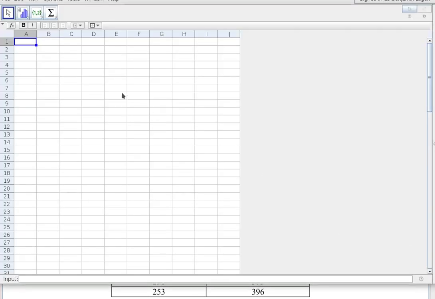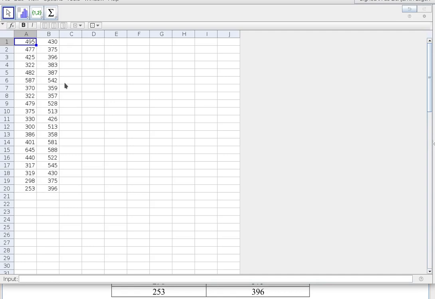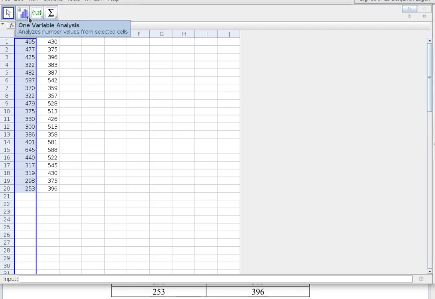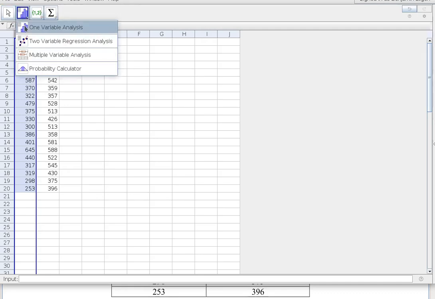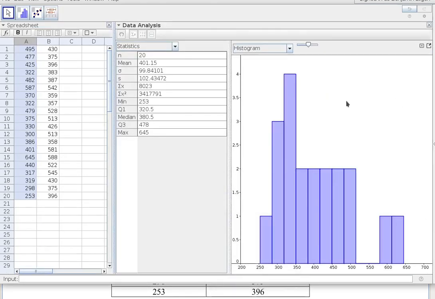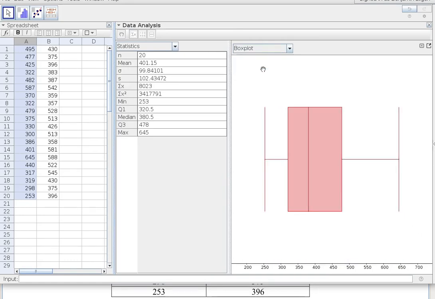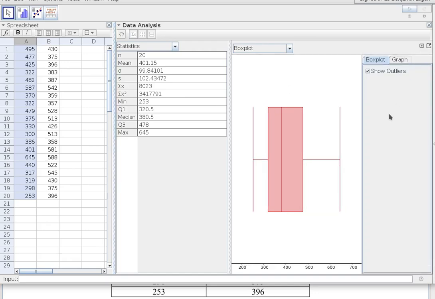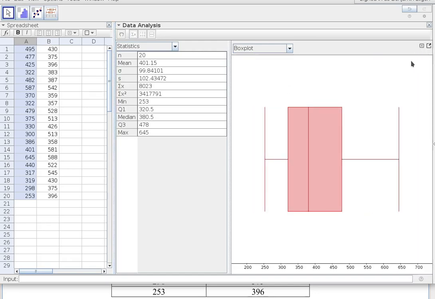Let's go into a GeoGebra spreadsheet and paste that data in. It looks like we got all 20 of each. We're now going to determine whether the data is normally distributed, and to do that we need to look at each set separately. So let's do one variable analysis on column A. Here's a histogram. It certainly looks skewed to the right, doesn't look symmetric, but we'll now check a box plot. We're checking for outliers. It looks like it would show us an outlier if there was one.